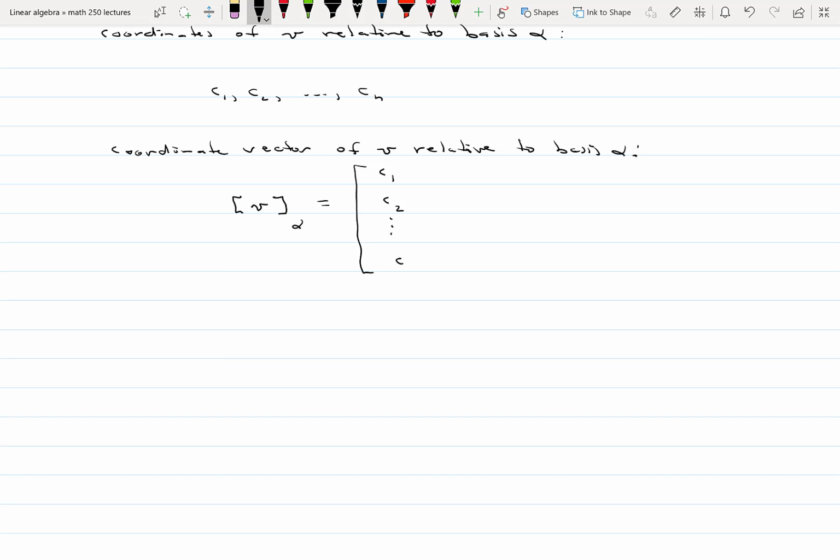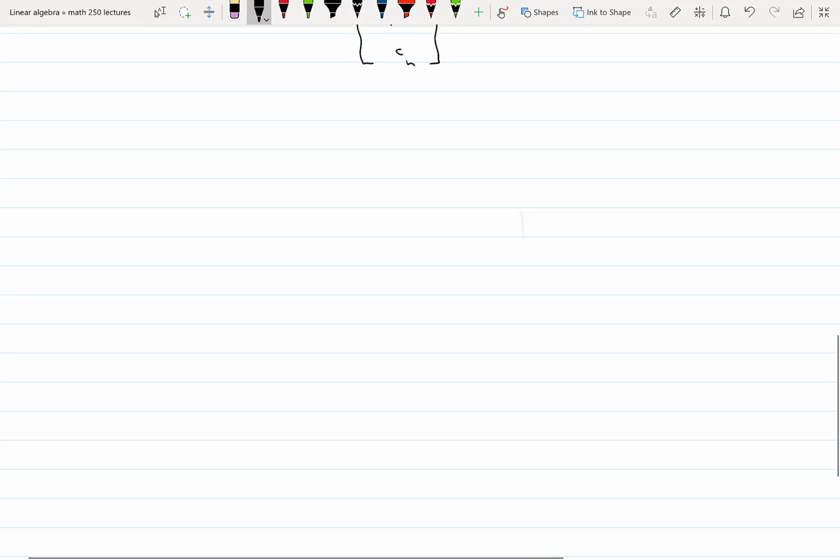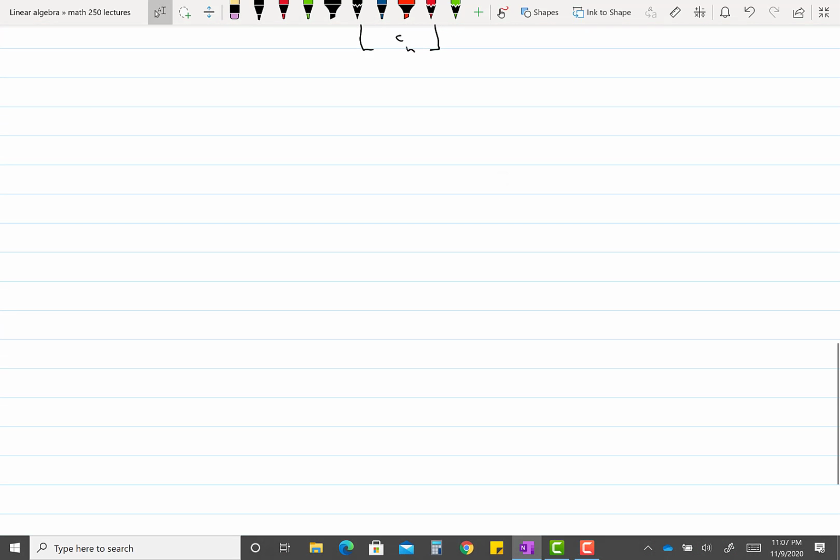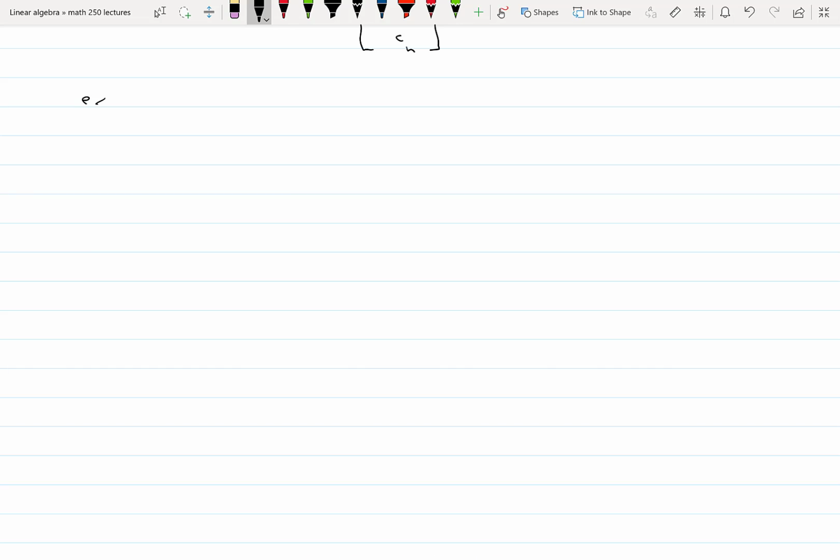Okay, keep in mind that the actual vector v doesn't have to be a vector from Rn. v can be in a very strange vector space V that has nothing to do with column vectors. However, the coordinate vector of v is a column vector. The coordinate vector of v relative to the basis alpha is in Rn. Okay, this is very important. I'm going to look at some examples. This definition is so important that I need to make sure that we completely understand this concept of coordinates and coordinate vectors.